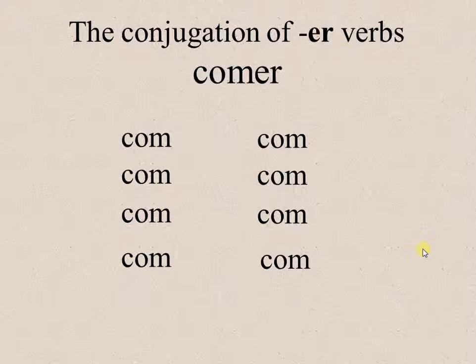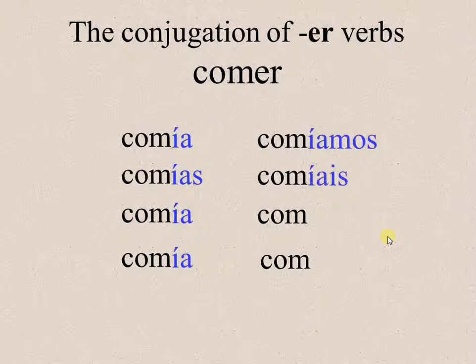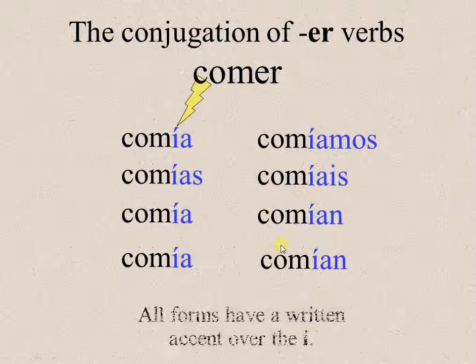Now let's see ER verbs. For example, the verb comer. So you start with a stem and you go yo comía with an accent mark, tú comías, él o ella comía, usted comía, nosotros comíamos, vosotros comíais, ellos, ellas comían, ustedes comían. Now, what do we see here? All the forms receive an accent mark. All of them, all forms. And the accent marks go over the I, okay?